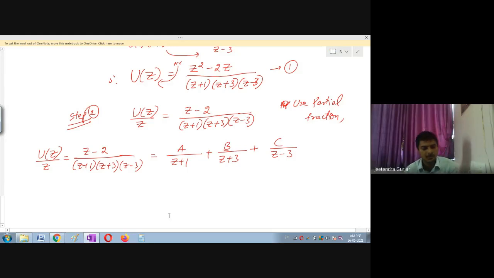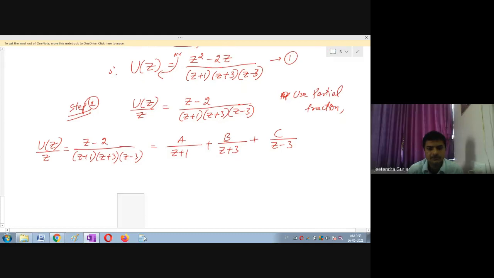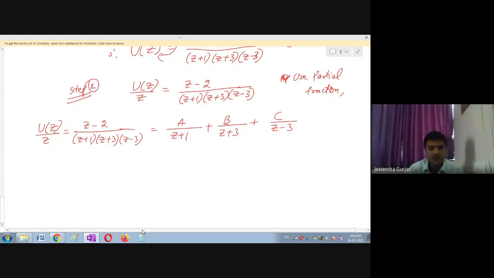Yes, students, you should be perfect in finding the partial fractions. Then only you can use your inverse Z transform. Yes, students, please do it and tell me what is the answer of A, B, and C. Yes, Manoj, Kunal, Prajwal, Pratik. Yes, students, please do it. Yes, I will tell you also how to simplify this.